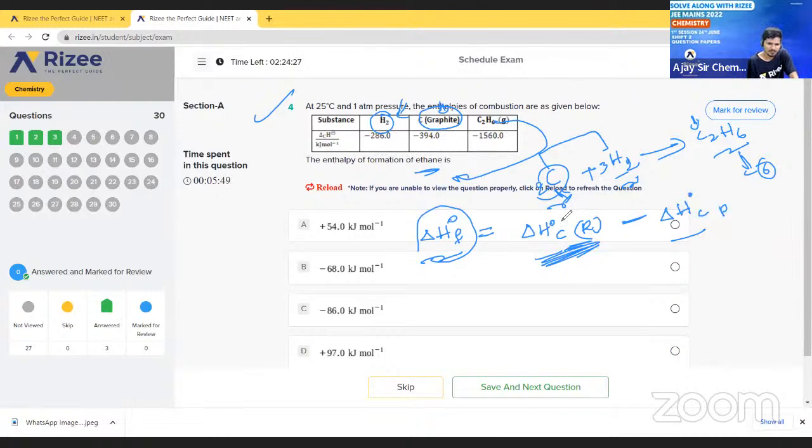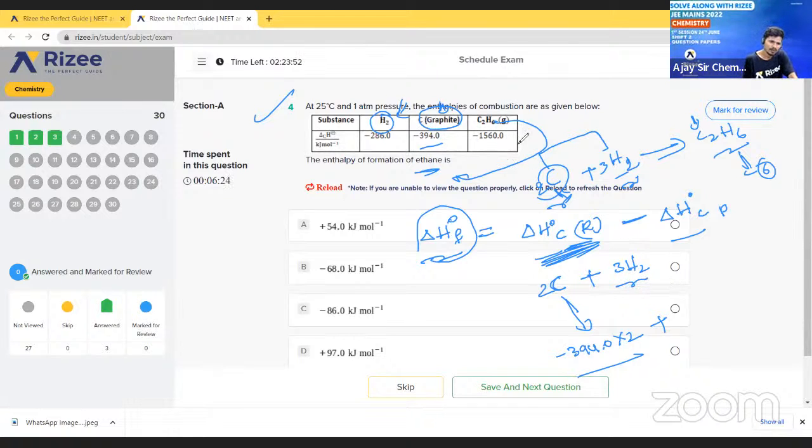See here, first of all, carbon, and 2 moles of carbon. Let me write here, and 3 moles of H2 is there. So carbon enthalpy of combustion, how much? See here, carbon's is minus 394.0. Okay, and we have to multiply with 2 because here 2 carbons are there, just very simple, and plus this 3H2.